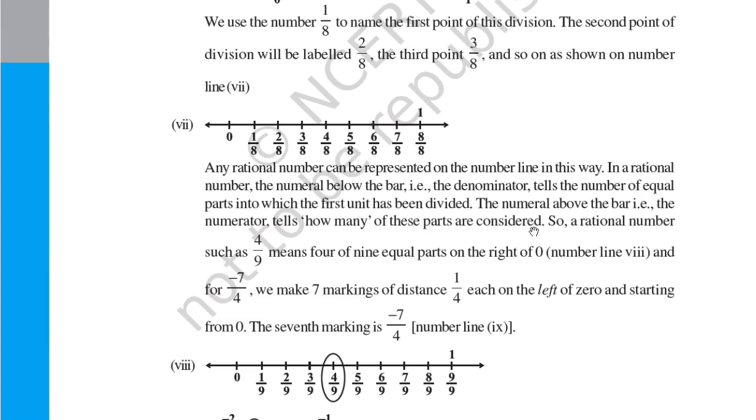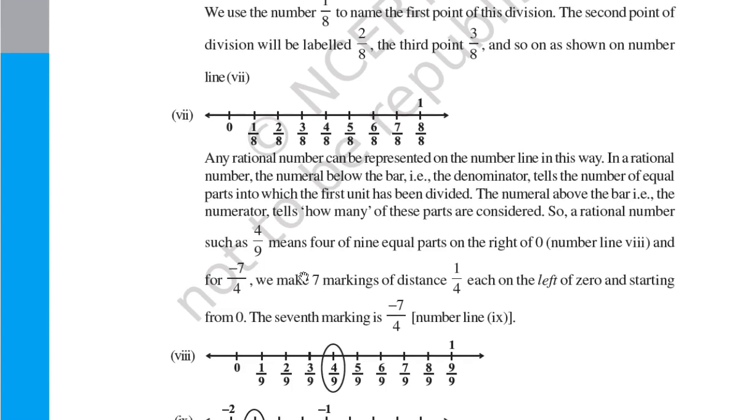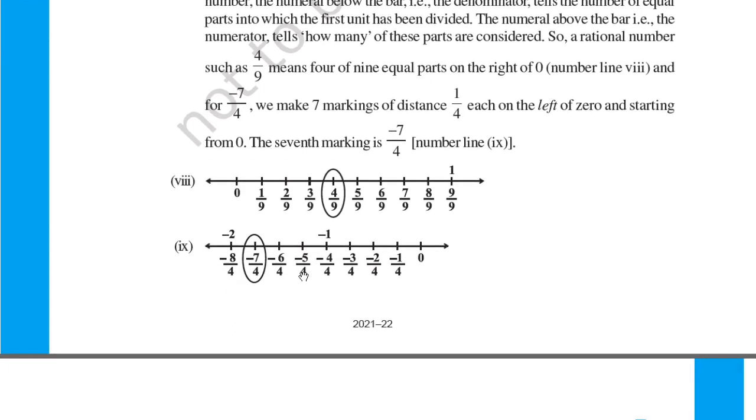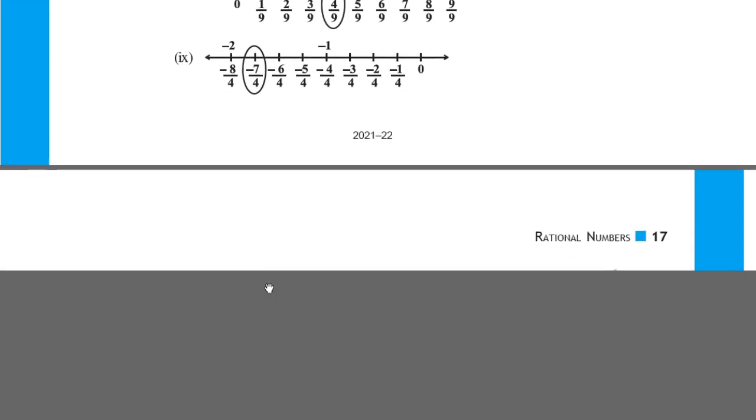And for minus 7 by 4, we mark 7 distances of 1 by 4 each to the left of 0, and starting from 0, the 7th marking is minus 7 by 4, on number line 9 you can see. So you can see for 4 by 9, there are 9 equal parts and it is the 4th. Here also minus 7 by 4 is the same. You can try other examples also.